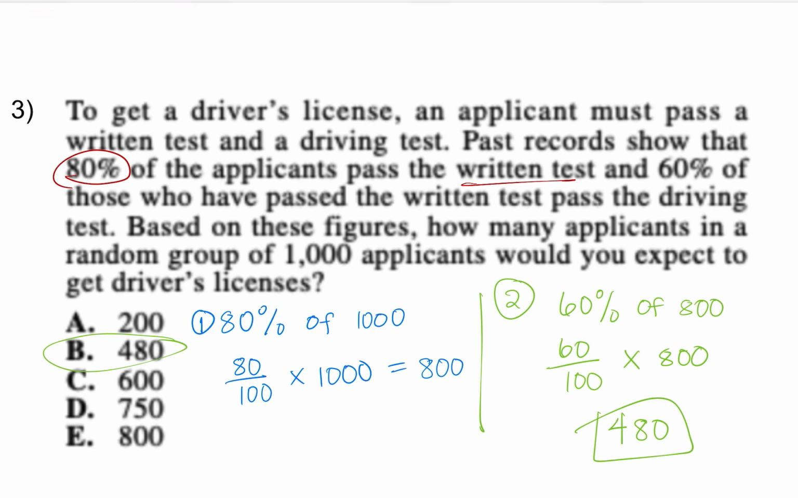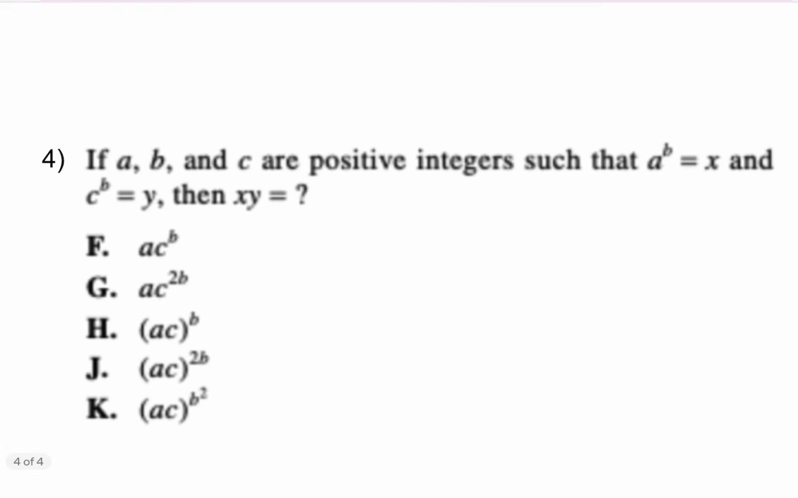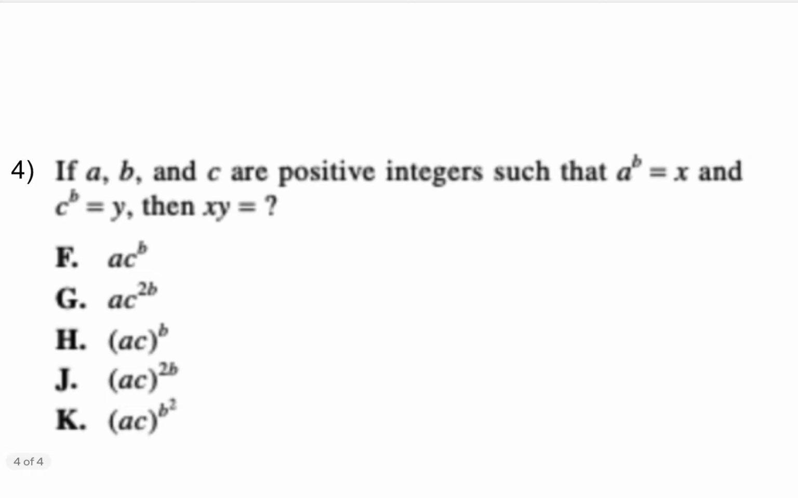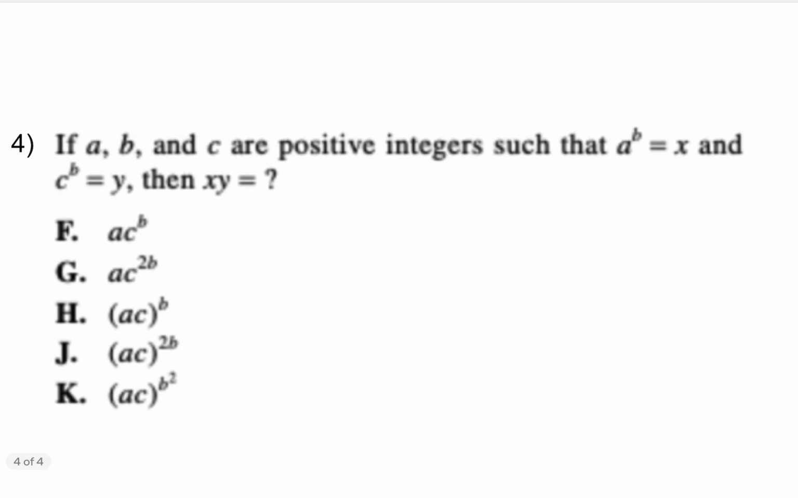All right. Let us try and answer the last problem. If A, B, and C are positive integers, so what are positive integers? They are whole numbers. So we've got 1, 2, 3, 4. So they are positive integers. Such that A to the power B is X and C to the power B is Y. Then XY is equal to what?